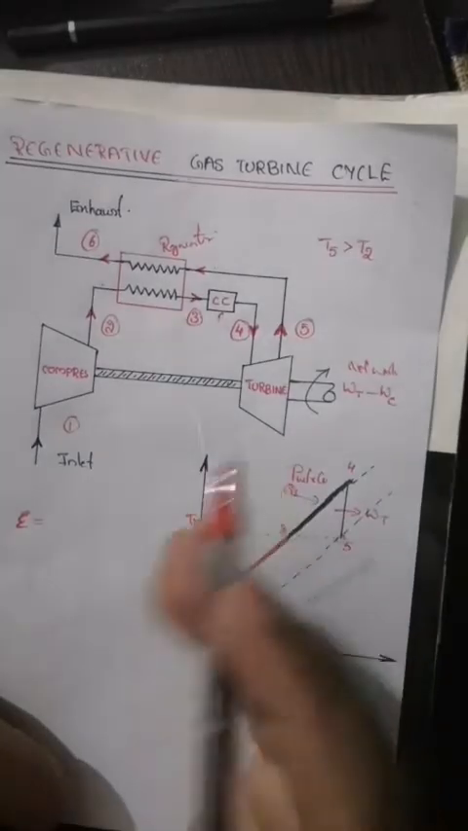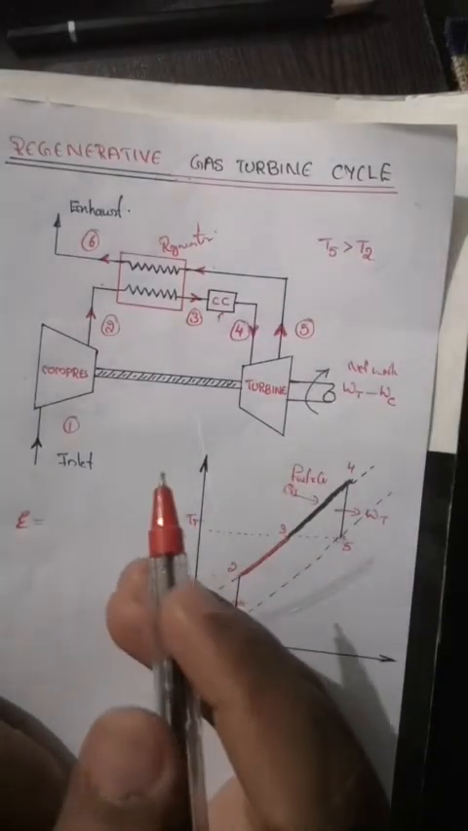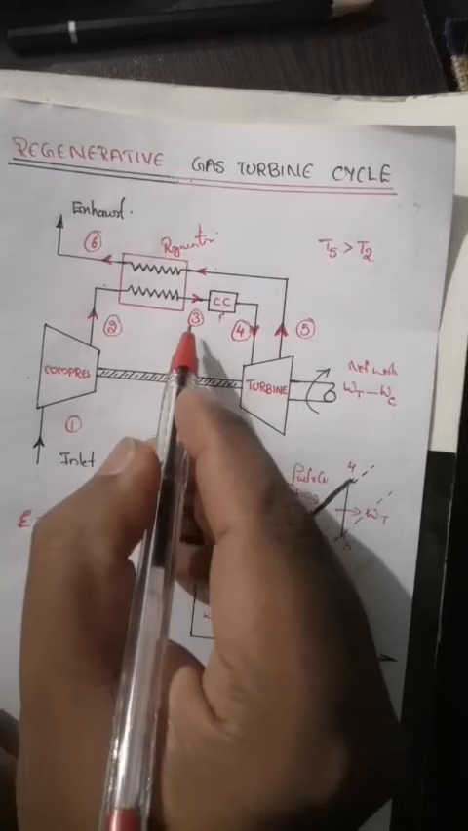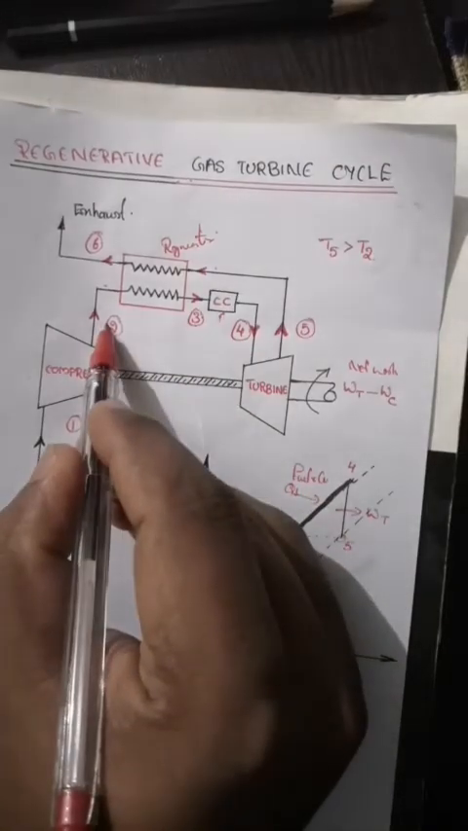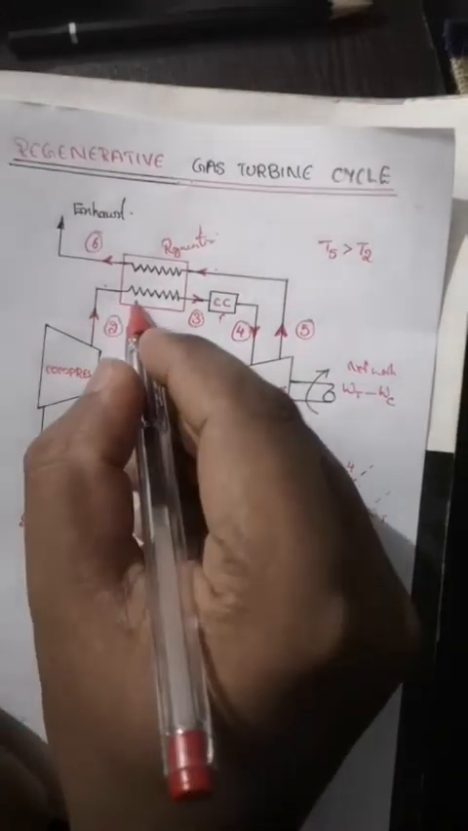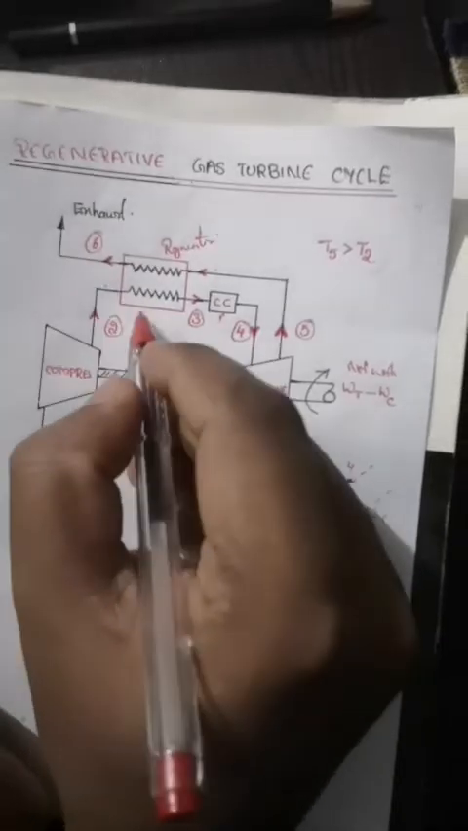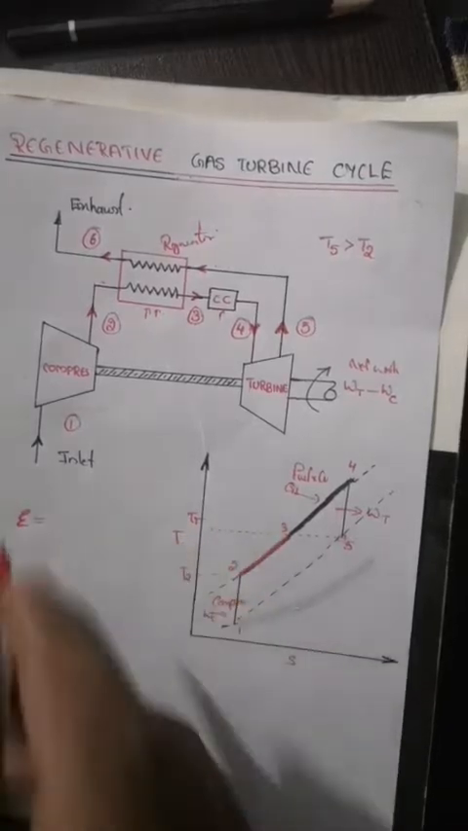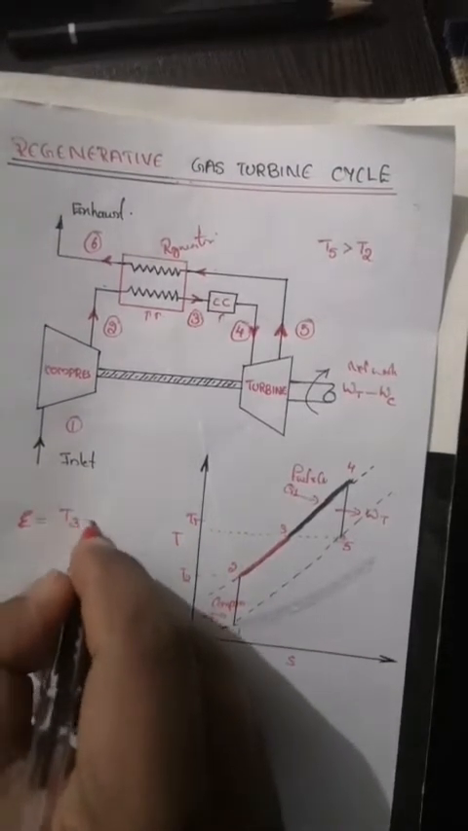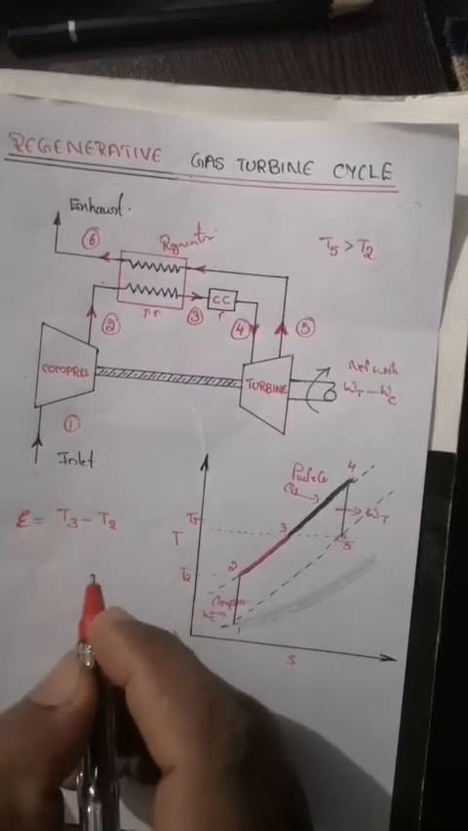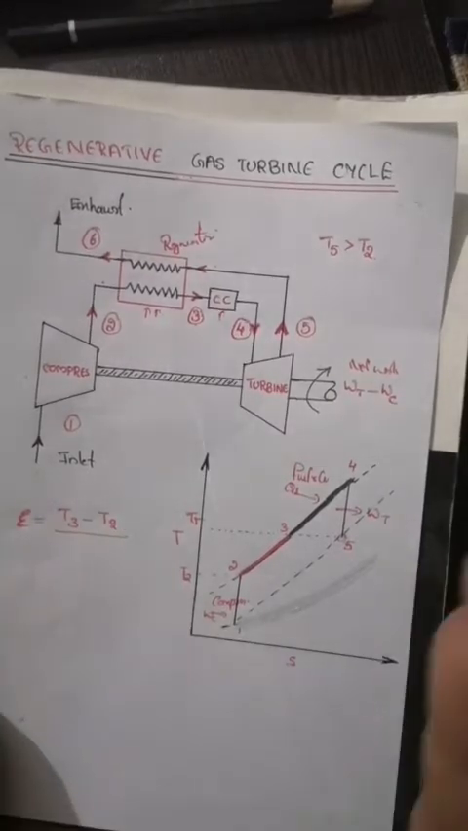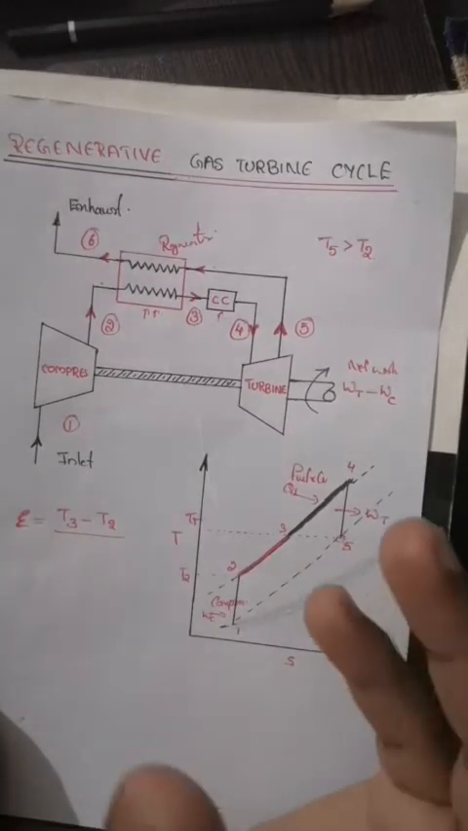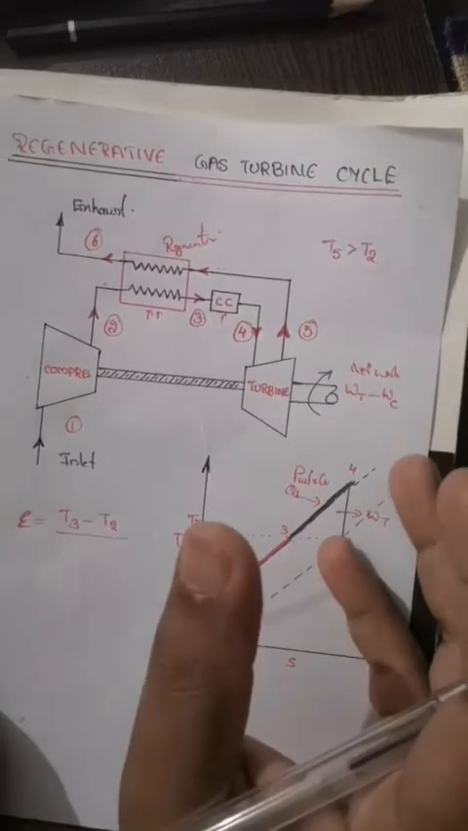We know in the regenerator the actual amount of heat added to the compressed air is T3 minus T2, right? This is the air coming out of the compressor at condition number 2, and it gets preheated to the temperature of 3. So the actual amount of heat energy which we have added to the compressed air is T3 minus T2, divided by what was the maximum available energy in the regenerator.